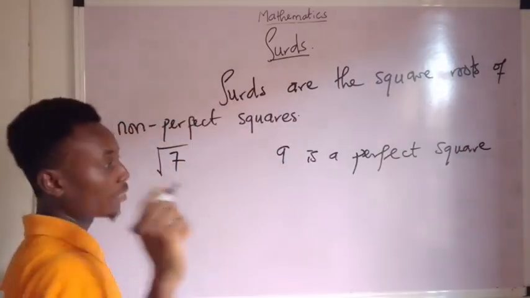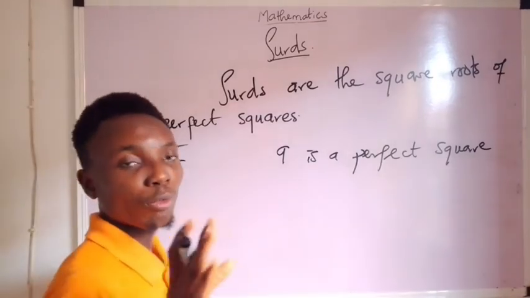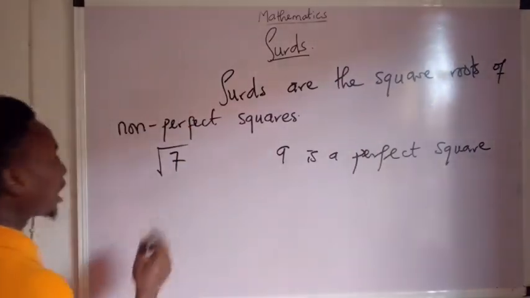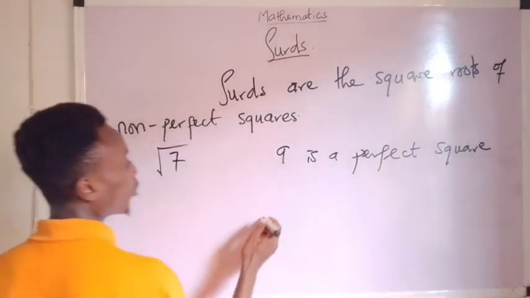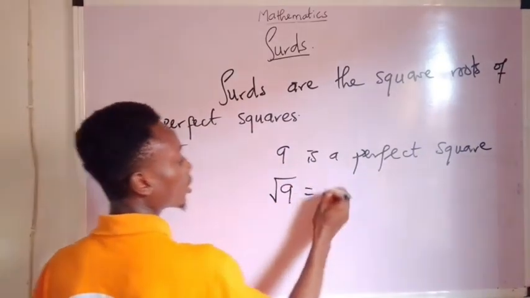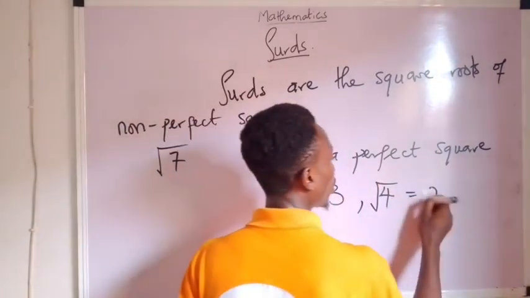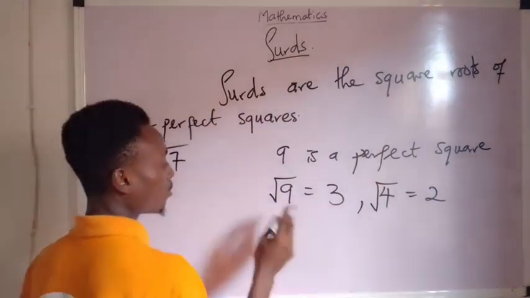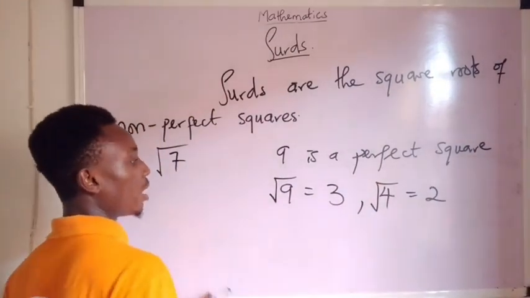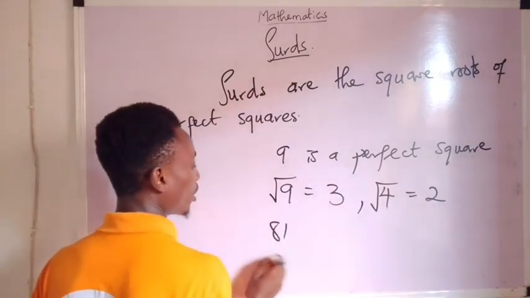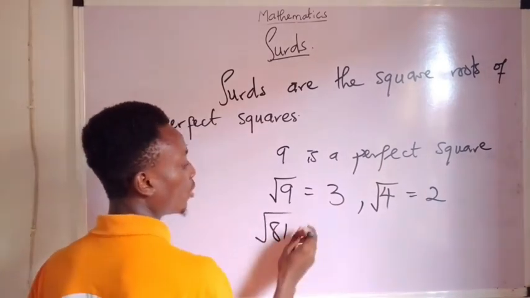Now, make sure you watch that video. It will help you develop some foundation in your mathematics. 7 is not a perfect square. 9 is a perfect square because the square root of 9 would give us what? 3. 4 is a perfect square because the square root of 4 will give us what? 2. What number do we have now? We have 81. 81 is a perfect square because the square root of 81 will give us what?